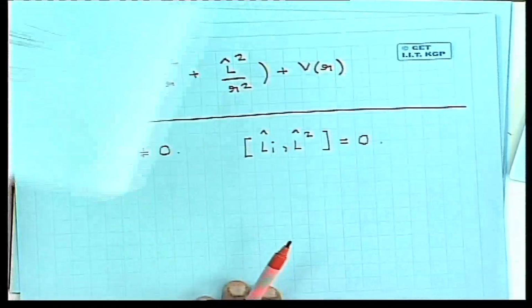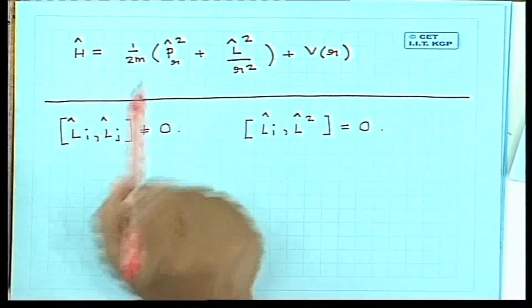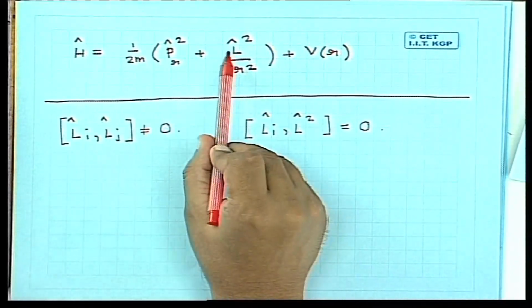Now in the Hamiltonian we have two terms. We have p radial squared, the radial momentum squared, and we have the angular momentum squared.